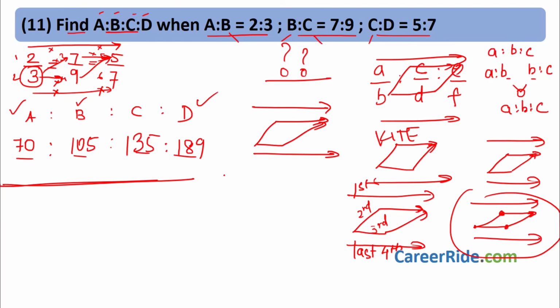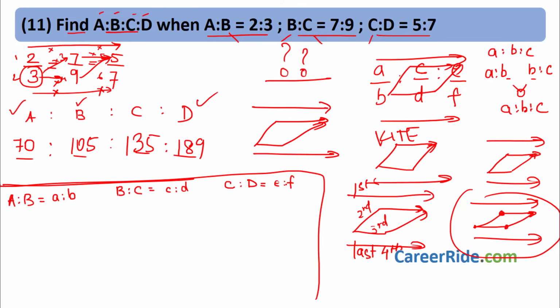Now let us see what is the general formula. If A is to B is small a is to small b, if B is to C is small c is to small d, and if C is to D is small e is to small f, then value of A is to B is to C is to D is given by a very easy thing. What will we have? a, c and e. This is the first value. Last value is b, d, f, right?